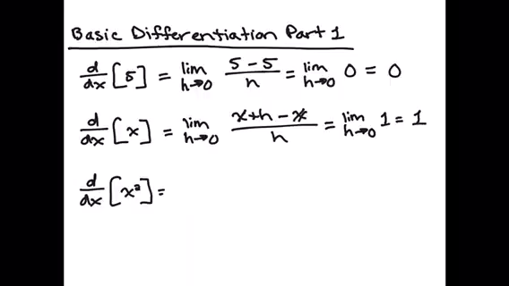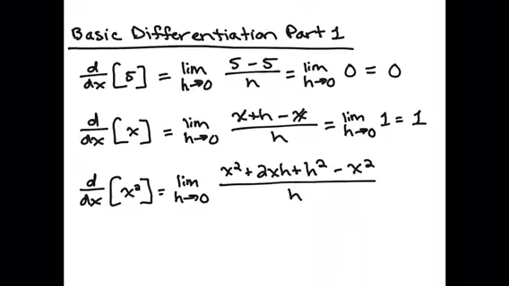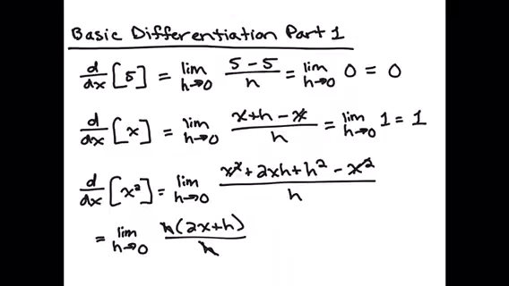If I do x squared, then we have the limit as h goes to 0 of x squared plus 2xh plus h squared, that's my f of x plus h, minus the original function all over h. Well, x squared minus x squared goes to 0, and we can factor an h out of the numerator, so I get h times 2x plus h over h, and h divided by h goes to 1. We substitute a 0 in for that h that's left, and we get 2x.